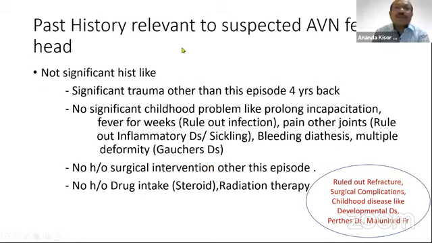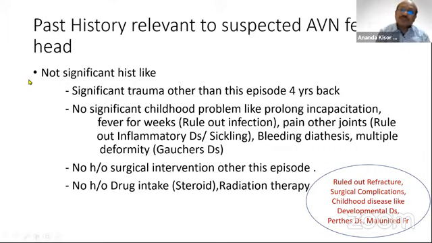The past history, if you suspect avascular necrosis of the femoral head: was there significant trauma other than this episode, maybe 4 years back, maybe 3 years back? No significant childhood problem. So this is most important. No childhood problem like prolonged incapacitation, fever for weeks, pain throughout the infection, pain in other joints throughout the inflammatory arthropathy, bleeding diathesis, multiple deformity, that is Gaucher's disease. Because these are the relevant history that may be related with the avascular necrosis of the hip. So these are the positive history you have to take.